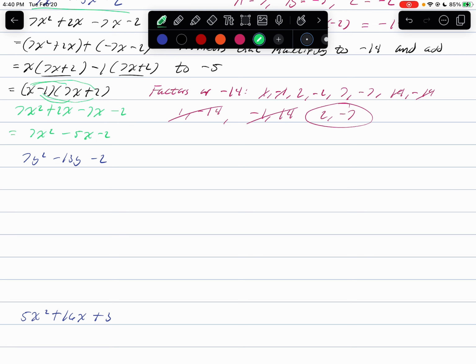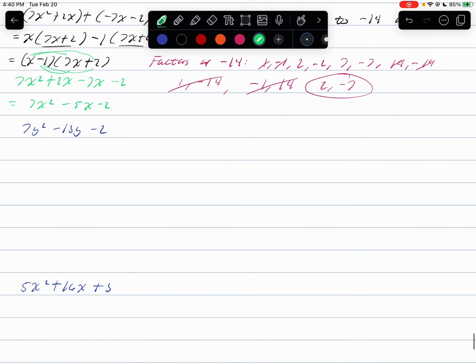Okay, so let's take a look at this next one. Here we have 7y squared minus 13y minus 2. Okay, so here we have a is equal to 7, b is equal to negative 13, and c is equal to negative 2. So we take a times c, which is, again, 7 times negative 2.